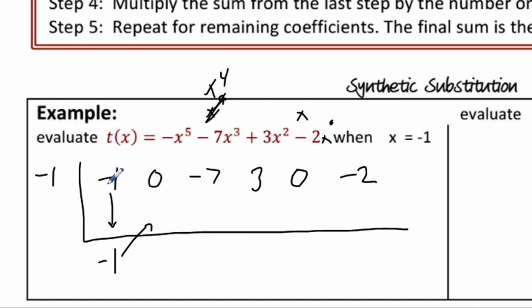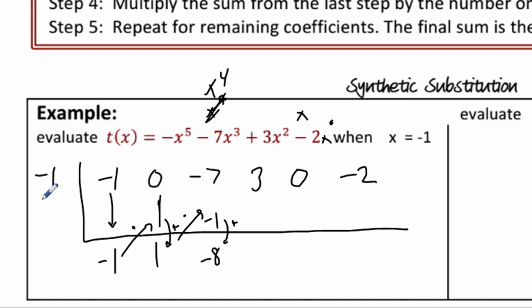So just real quick, drop it like it's hot, multiply by the number here. So negative 1 times negative 1 is positive 1. Then guess what? I'm going to add, and I get 1. 0 plus 1 is 1. I'm going to multiply. Negative 1 times 1 is being multiplied to get negative 1. I'm going to add negative 7, negative 1, make a negative 8.